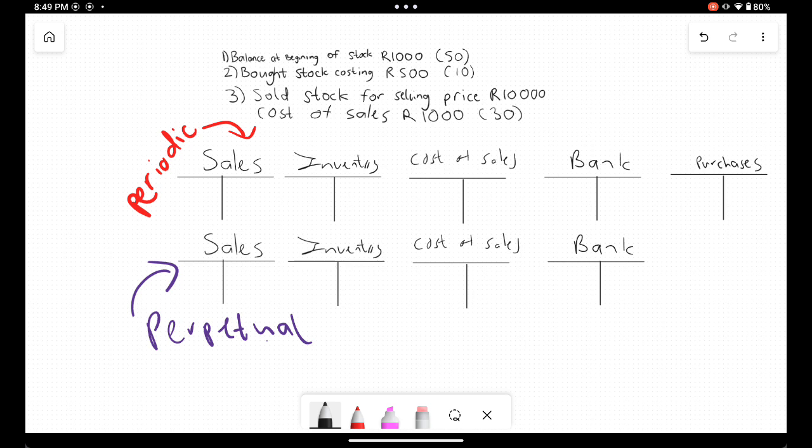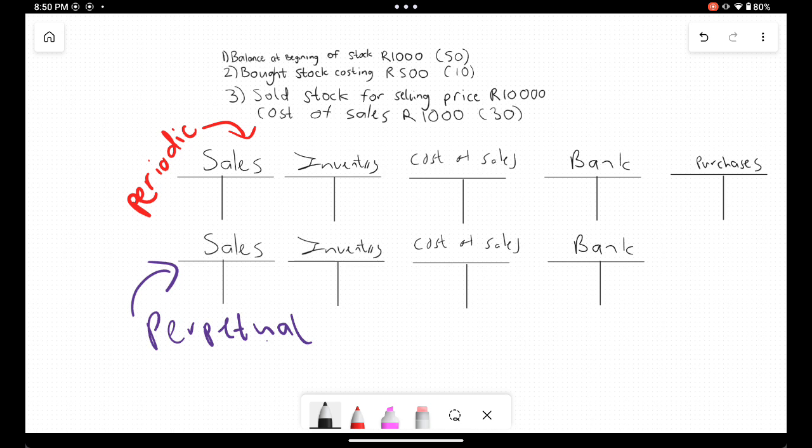Debit bank, credit sales, that's one pair. Then, debit cost of sales, credit inventory. You leave that out because cost of sales and inventory are together in that pair. You leave those two out. Whatever pairs with cost of sales, you leave it out, that journal entry.